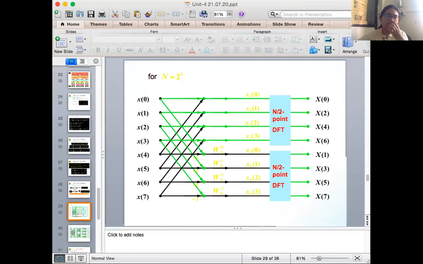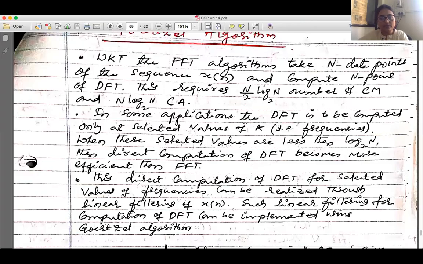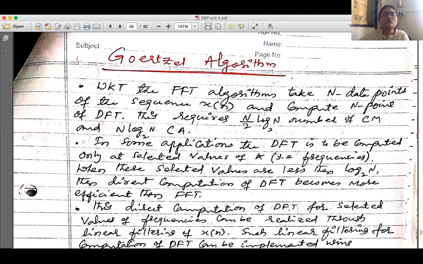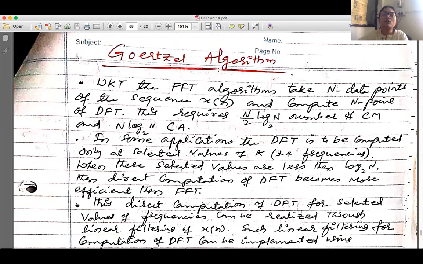Okay, so this is what we have. We were talking about the DIF FFT algorithm. One more thing that we will go through is the Goertzel algorithm. We'll see this and then we'll stop chapter number 4. I can say that it is completed, and then we will go with chapter number 5. So the last point of this chapter is the Goertzel algorithm.